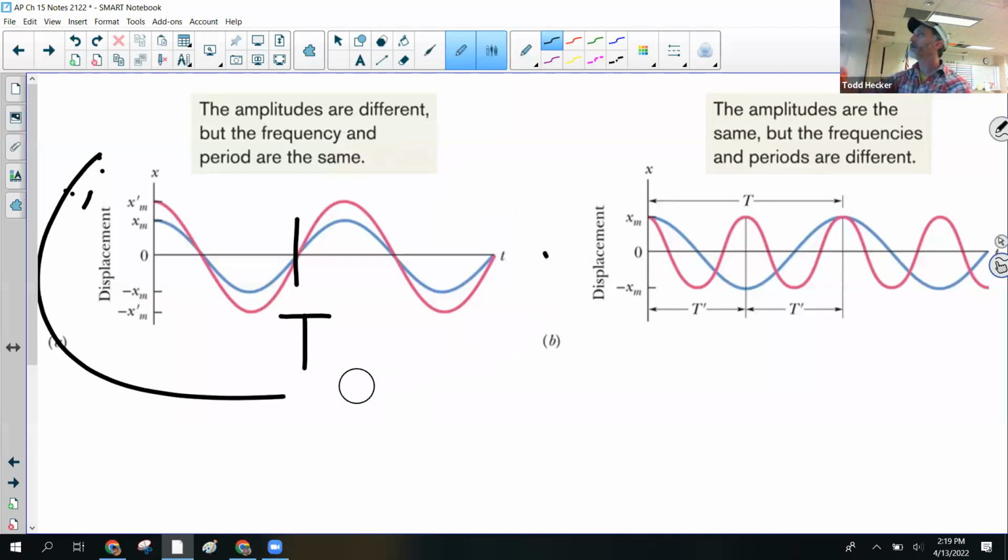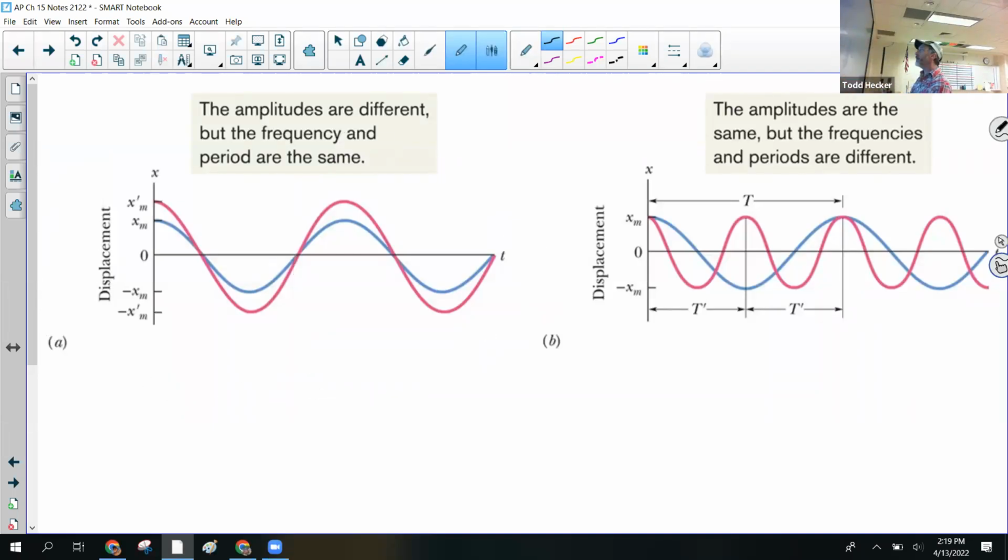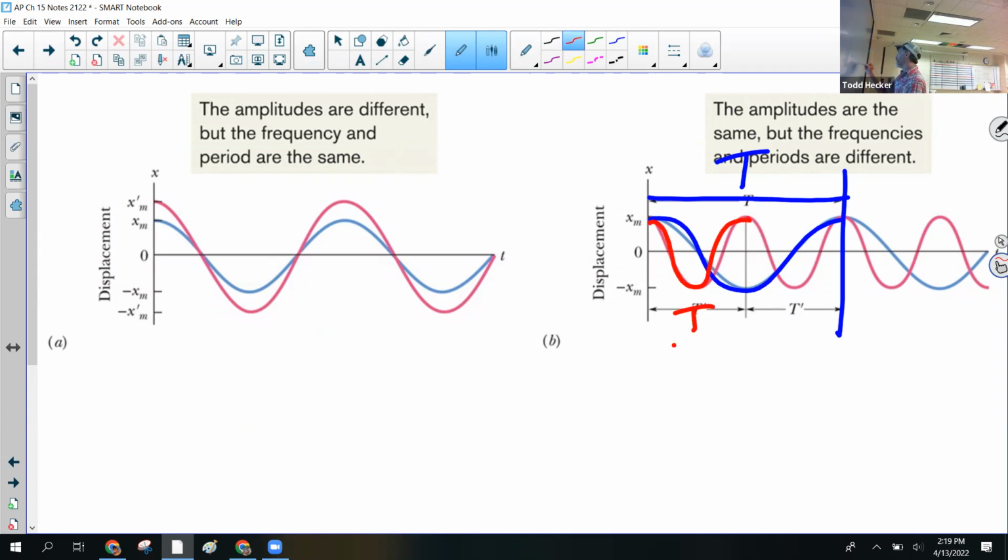Over here, the red or pink and blue graphs are the same, except for the period. They both have the same maximum amplitude, but it looks like the period of the blue one is this, because that's the time it takes to complete 1 cycle, whereas the red one is completing that 1 cycle in half of the time. So it looks like that's T over 2.